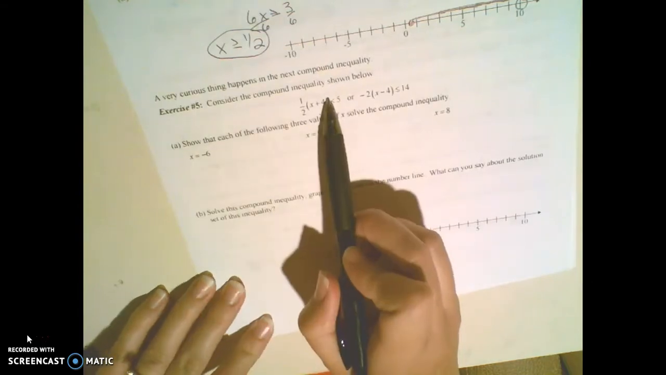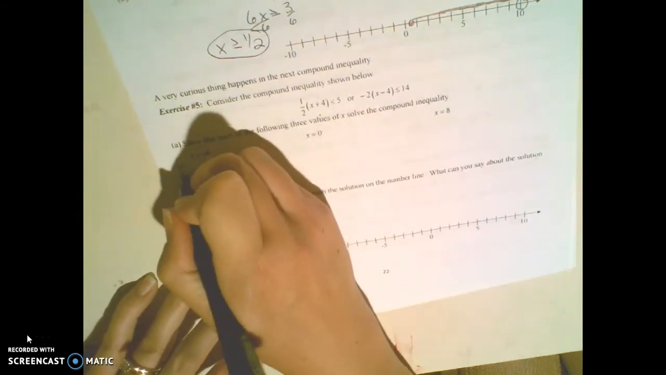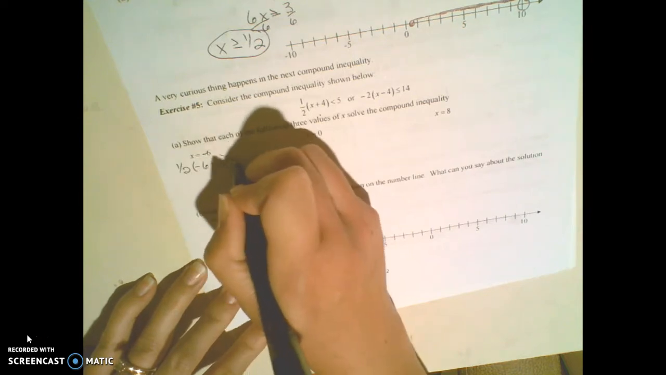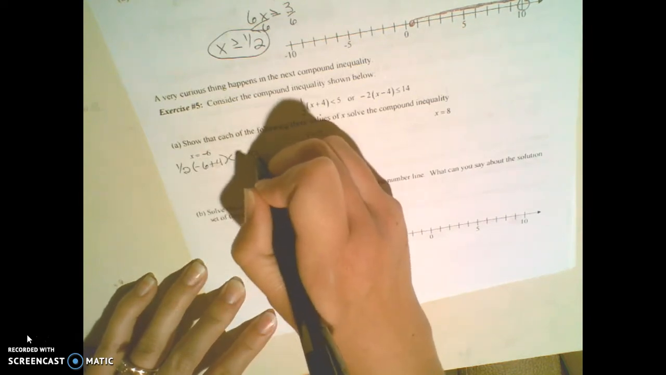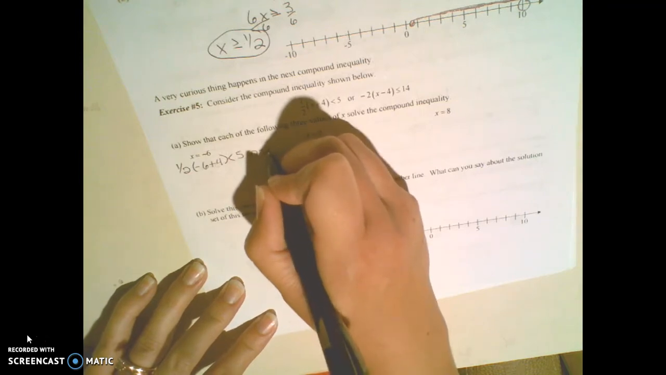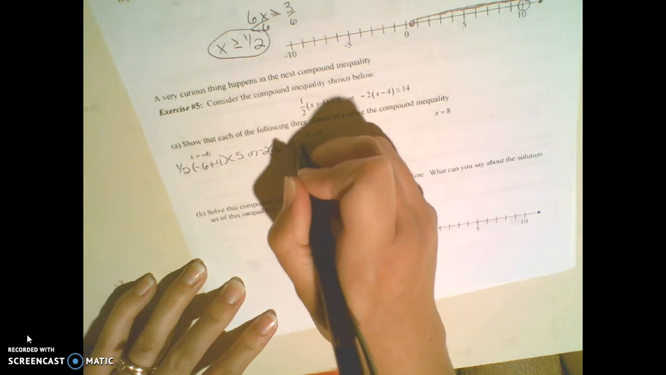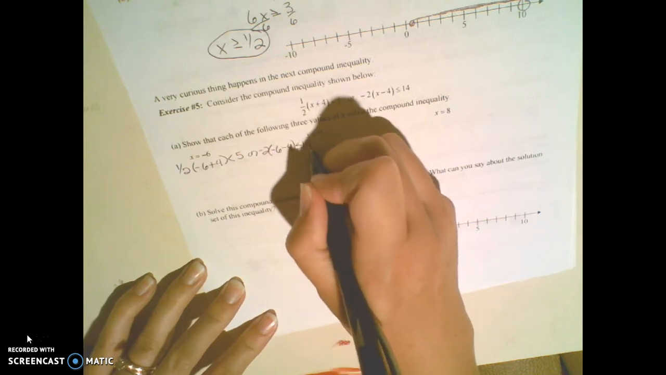Okay, this one, we're doing the same thing, so we're checking this in here. I'll do the first one for you. We've got 1/2 times (-6 + 4) is less than 5, or -2 times (-6 - 4) is less than or equal to 14.